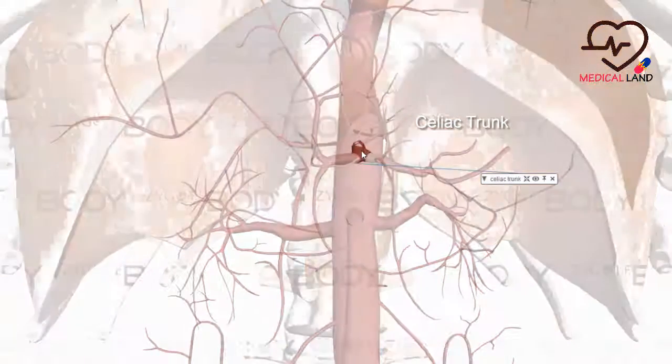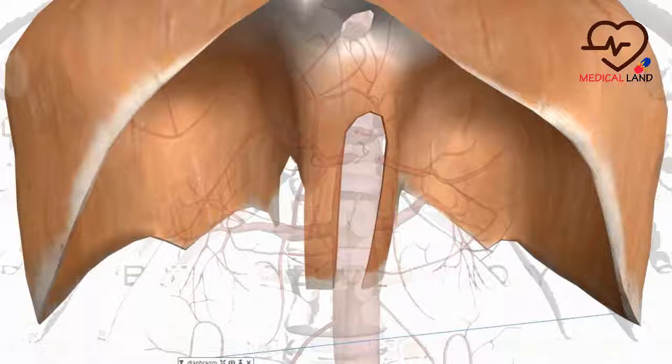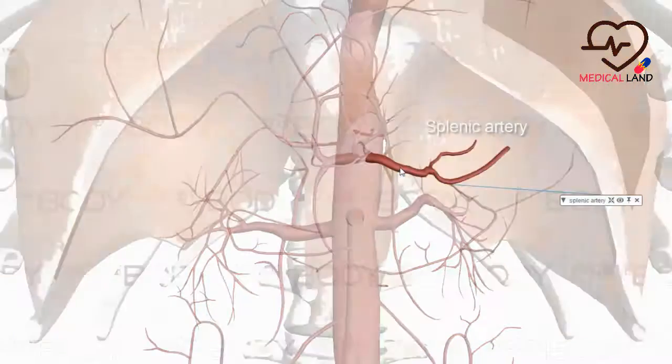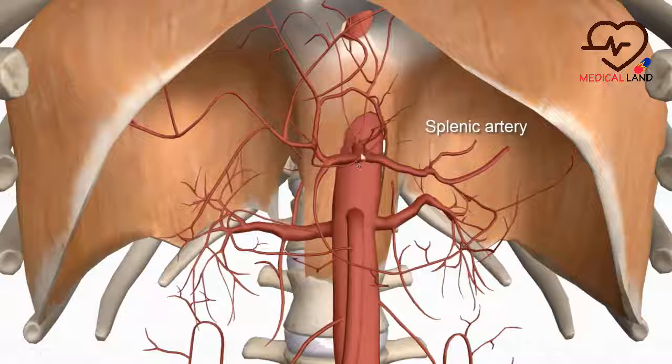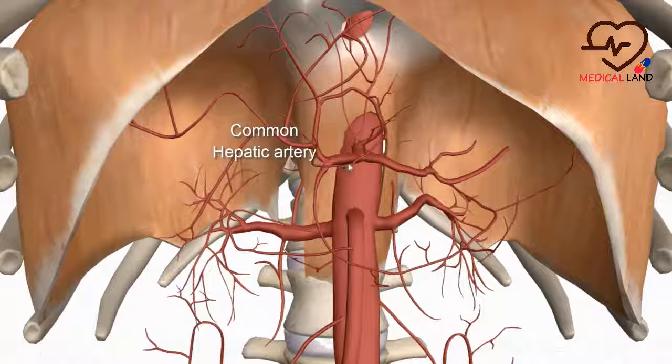So right here is going to be the celiac trunk. And the first big branch coming off of that is going to the spleen. So this is our splenic artery. A branch coming up is going to go to the stomach, and that is the left gastric artery. And then this branch right here, which heads over to the liver, is going to be the common hepatic artery.